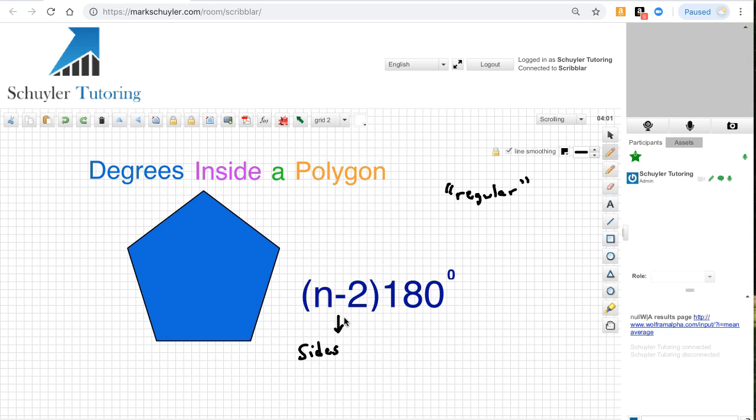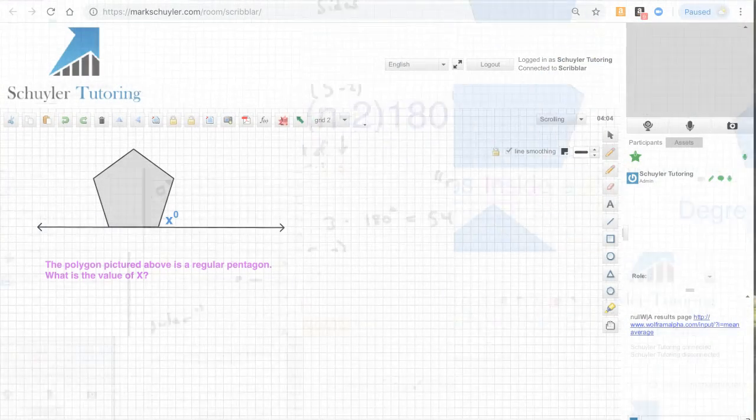So here's the formula. n stands for the number of sides. You're always supposed to subtract 2 from that, so we would have 5 minus 2. That would give us 3, and then 3 times the 180 degrees in the formula would be 540 degrees. Now that 540 degrees is split up equally among the 5 angles, of course. So what I'd like to do is show you the next slide I prepared, and here is that slide.